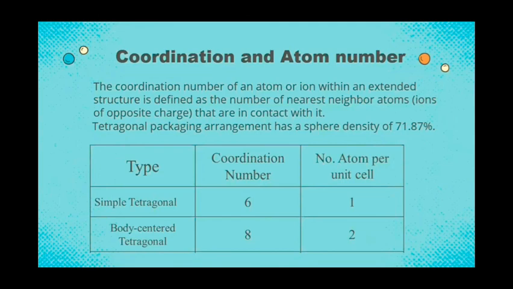Now we have the coordination number and number of atoms per unit cell for the simple tetragonal and body-centered tetragonal. The coordination number for a simple tetragonal is 6, and the number of atoms per unit cell is 1, while the body-centered tetragonal's coordination number is 8, and the number of atoms per unit cell is 2.